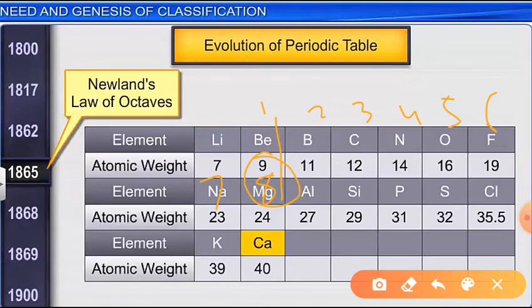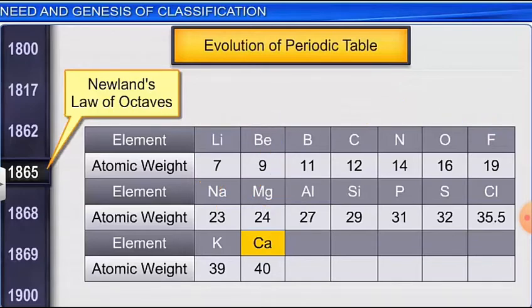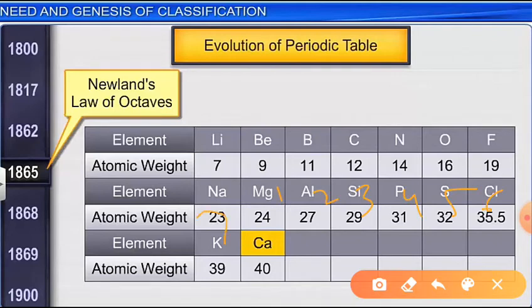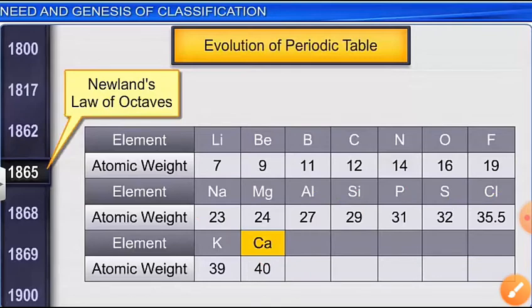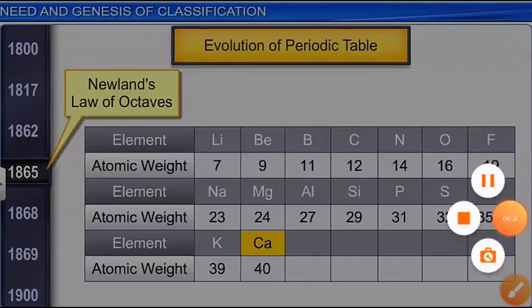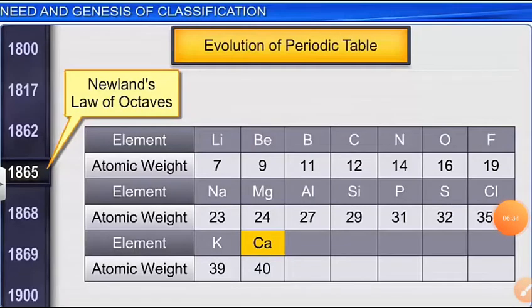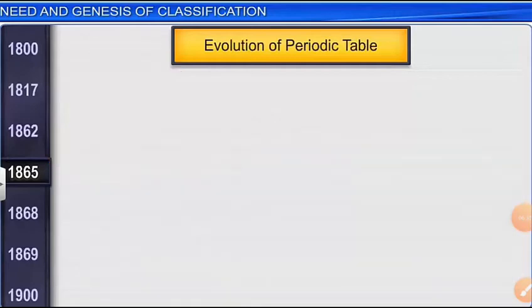Now if I consider magnesium to be the first element, then the eighth is calcium. So these three have similar physical and chemical properties. But this was accepted only till calcium. After that, the arrangement could not be done, and after calcium the elements could not be arranged.